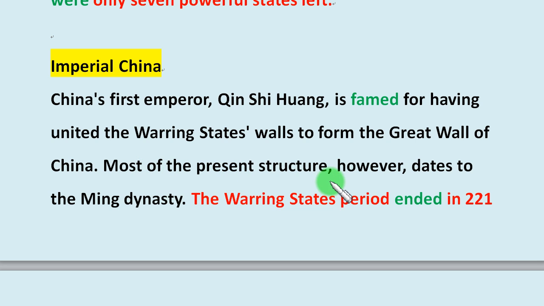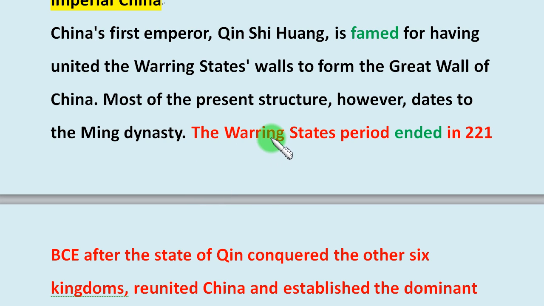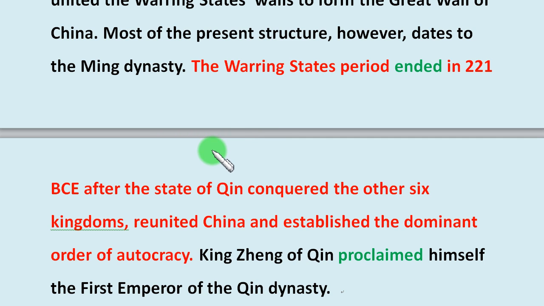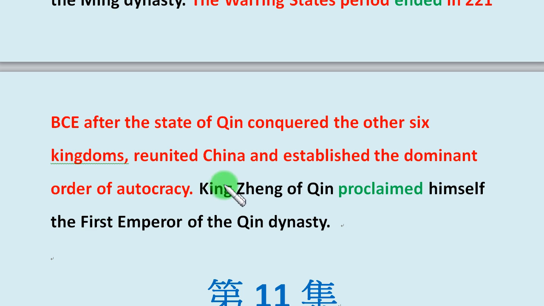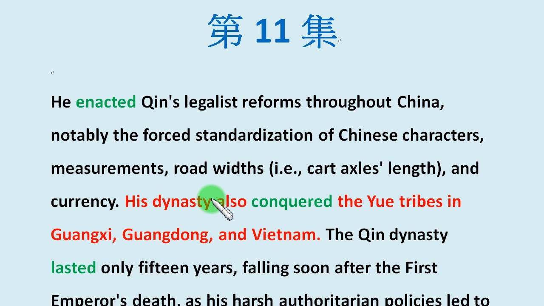Most of the present structure, however, dates to the Ming Dynasty. The Warring States period ended in 221 BCE after the state of Qin conquered the other six kingdoms, reunited China, and established the dominant order of autocracy. King Zheng of Qin proclaimed himself the first emperor of the Qin dynasty.